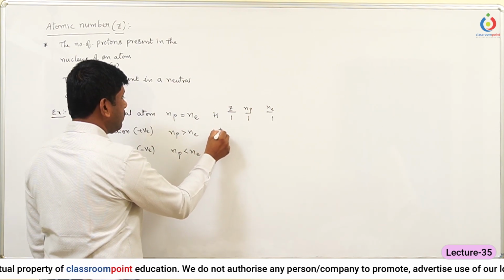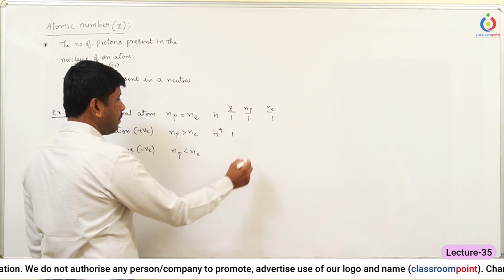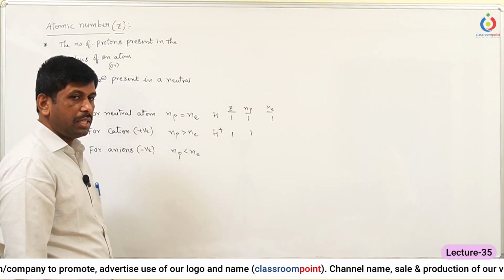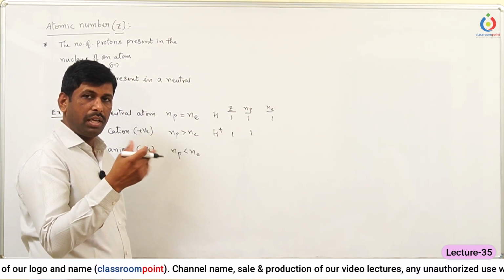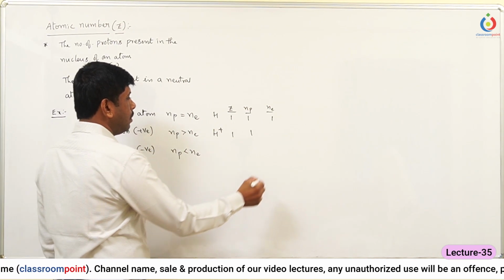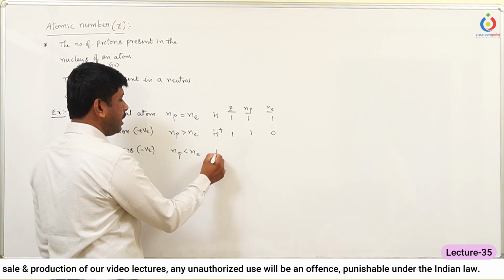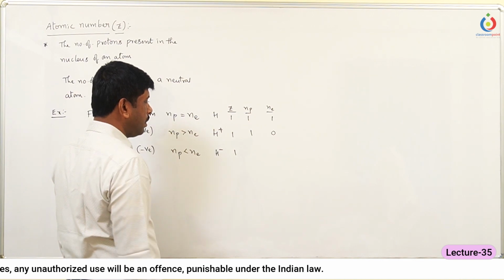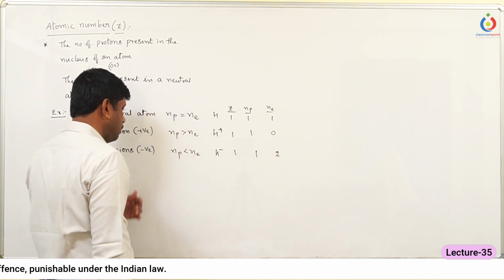But if you take the H+ ion, the atomic number doesn't change, it is 1. The number of protons also doesn't change, but the number of electrons does. The H+ ion is formed by the loss of 1 electron. Hydrogen has only 1 electron, and that electron is also lost. So the number of electrons equals 0. And for the H- ion, the hydride ion, the atomic number is 1, number of protons equals 1, but number of electrons equals 2.